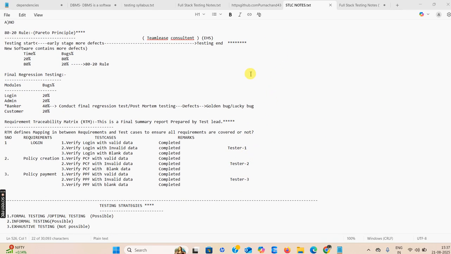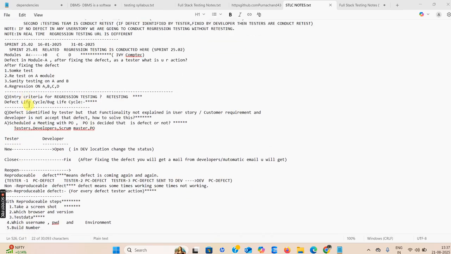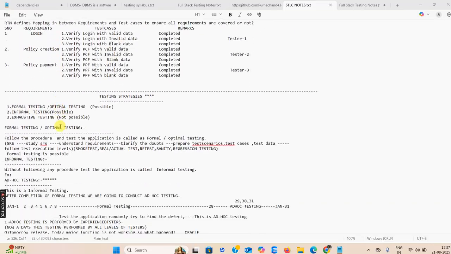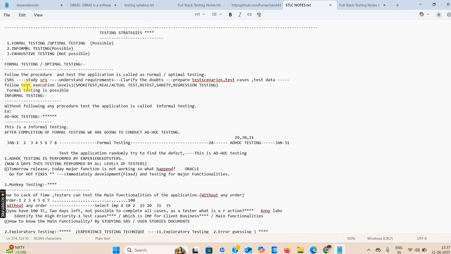Previously, software test closure is completed, and all the STLC phases are completed. Now we will discuss testing strategies. There are three types of testing strategies. First one is formal testing, then informal testing, and exhaustive testing. Formal testing is possible. Informal testing is also possible, and exhaustive testing is not possible. Why is it not possible? We can see this.